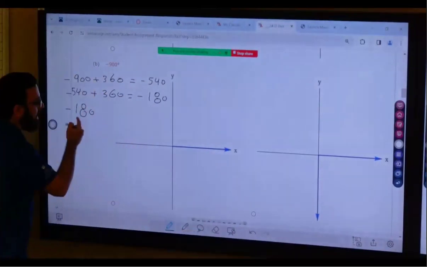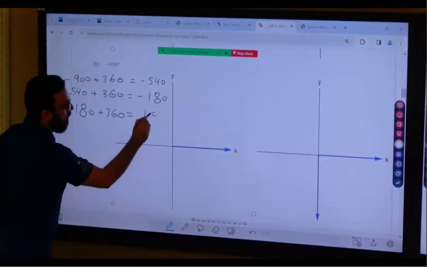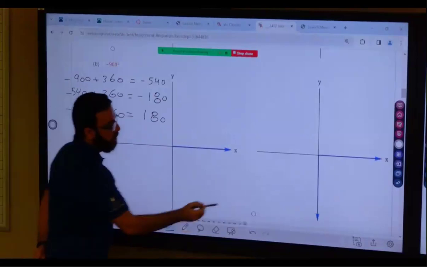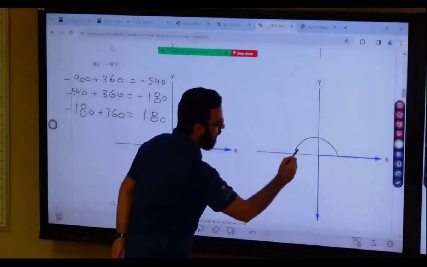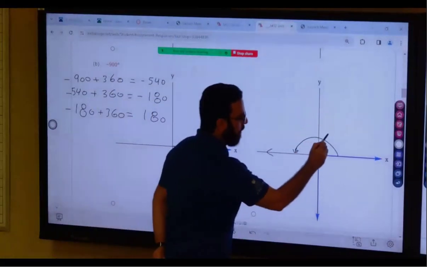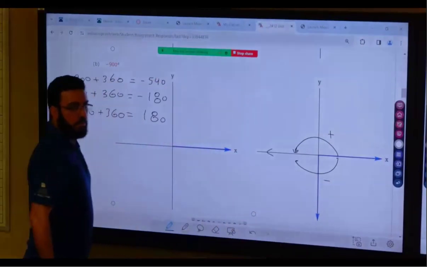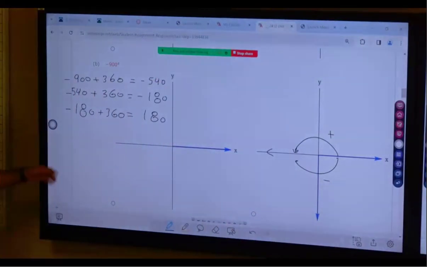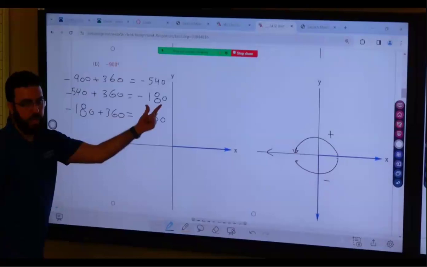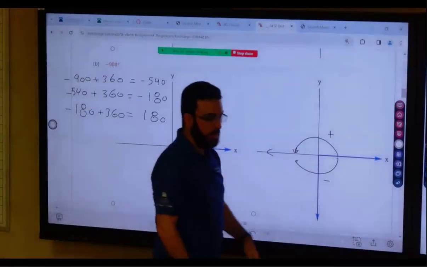So if you have negative 180, if you add 360, it's going to be what? So you can graph 180, which is going to go ahead here. That means the graph is going to be here, because it goes with the positive side. Here, it's gonna be negative. You got it? Yes. So you're gonna graph negative 180, you're gonna graph positive 180, it's going to be the same angle.